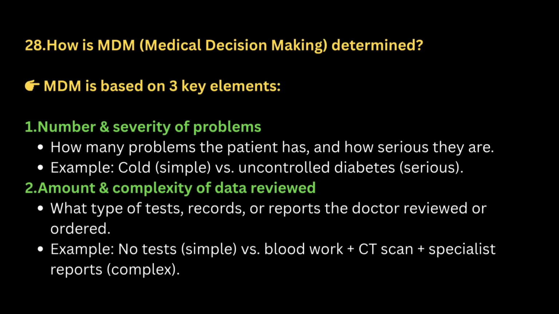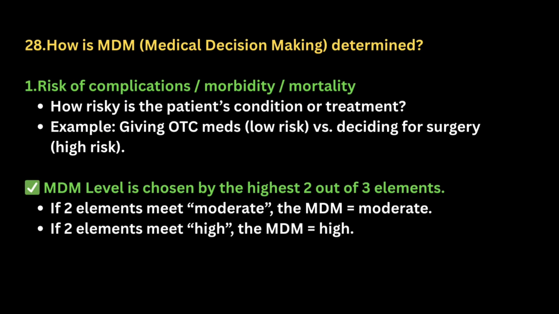How is MDM, that is medical decision making, determined? Medical decision making is based on 3 key elements. First one is number and severity of the problem, like how many problems does a patient have, how serious they are. And second comes amount and complexity of data reviewed, like what type of test records or reports are being reviewed by the doctor. If no test is done, then it is simple. If more tests are done, then it is complex.